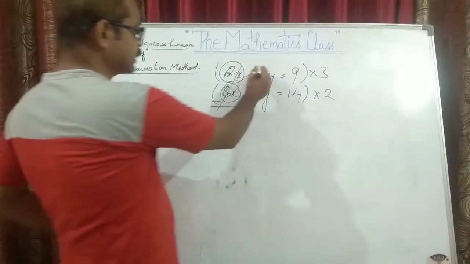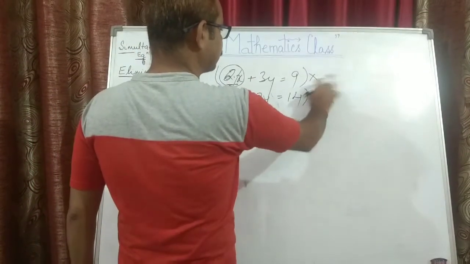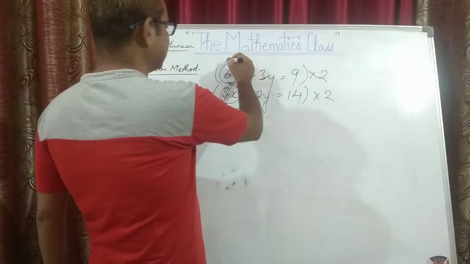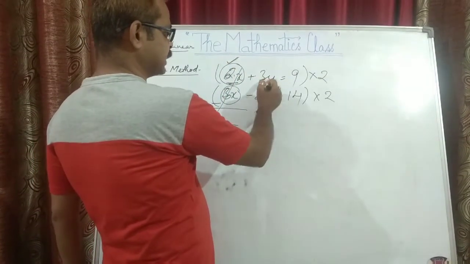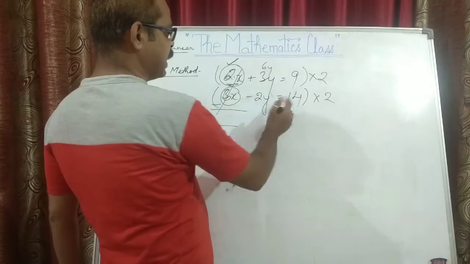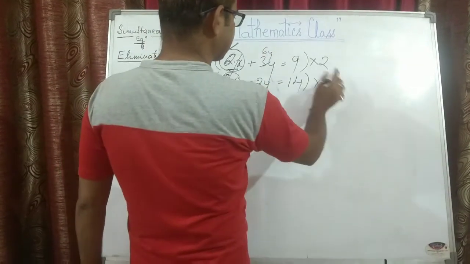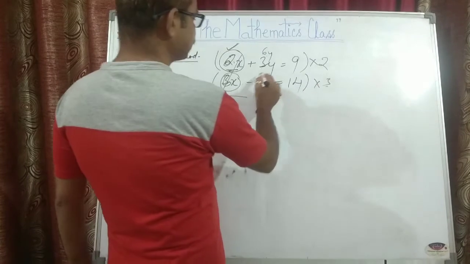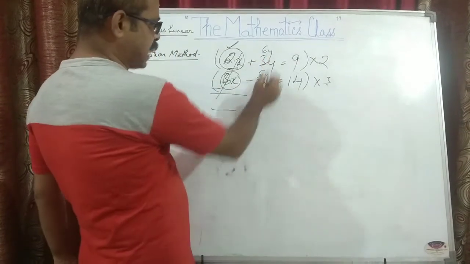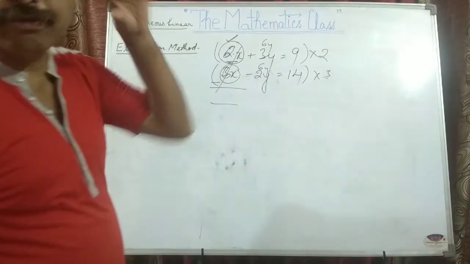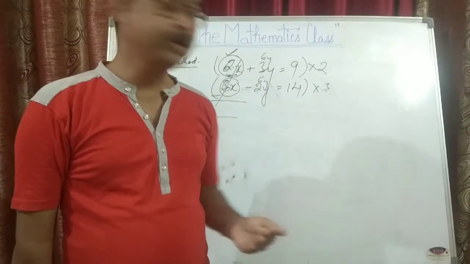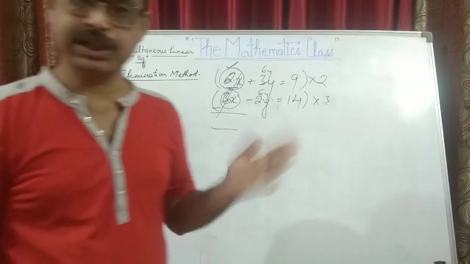Or, let's take the y term. If you multiply the first equation by 2, 3y will become 6y. And the second equation, if you multiply by 3, it will be 6y. Now, if you add these two equations, plus 6y and minus 6y will cancel. It means the y variable will be eliminated.